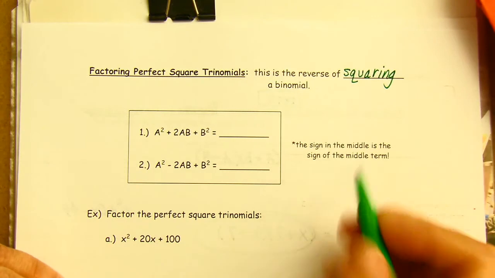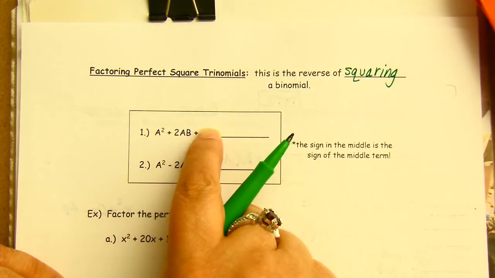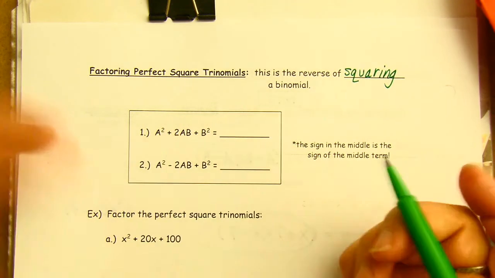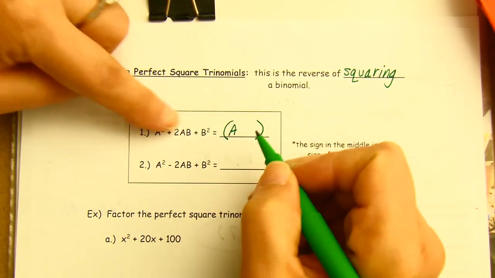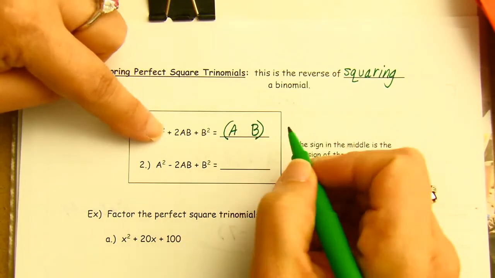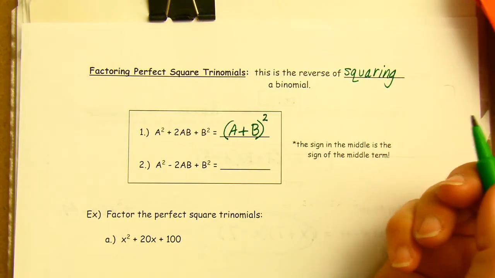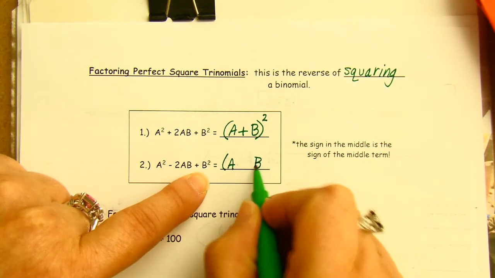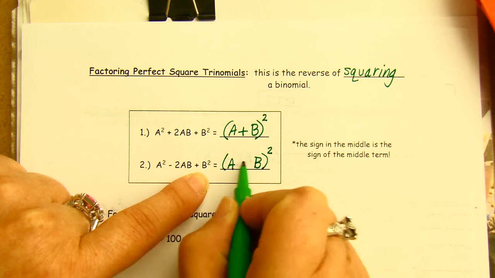Okay, the sign in the middle is the sign of the middle term. I'm going to take the square root of this, the square root of this. And I'm going to get one binomial that's exactly the same as the second one. This tells me it's the sign. Okay, so how is this going to factor? Well, square root of A squared is A, square root of B squared is B, and the guy in the middle is plus. I'm going to get 2 exactly the same. Same thing here. Square root of A squared is A, square root of B squared is B. I'm going to get 2 exactly the same, hence my squaring on the outside, and my sign is minus.